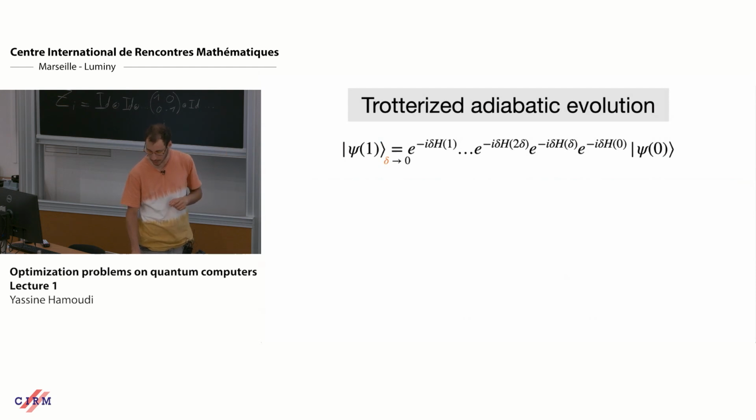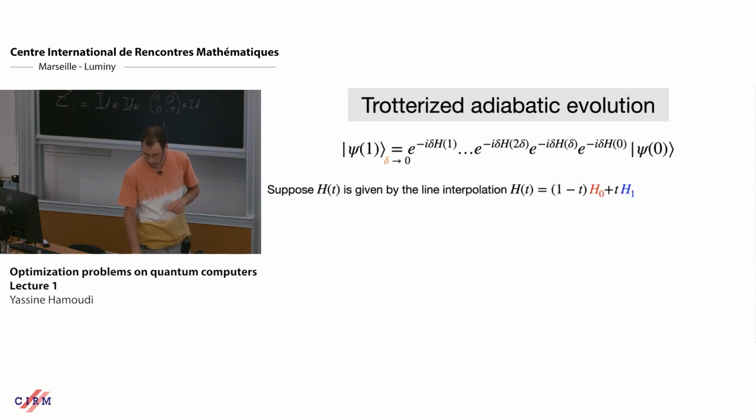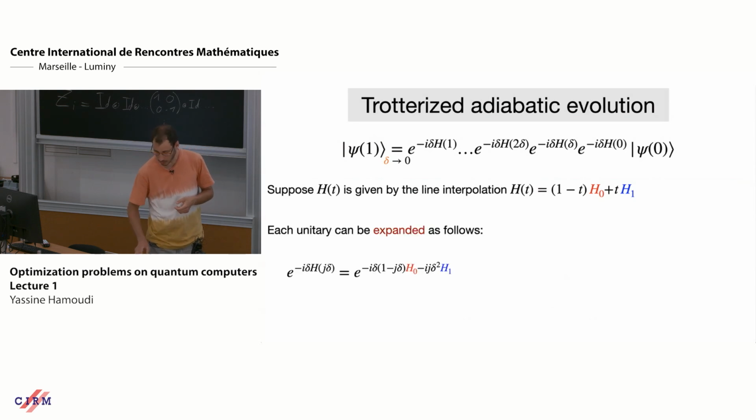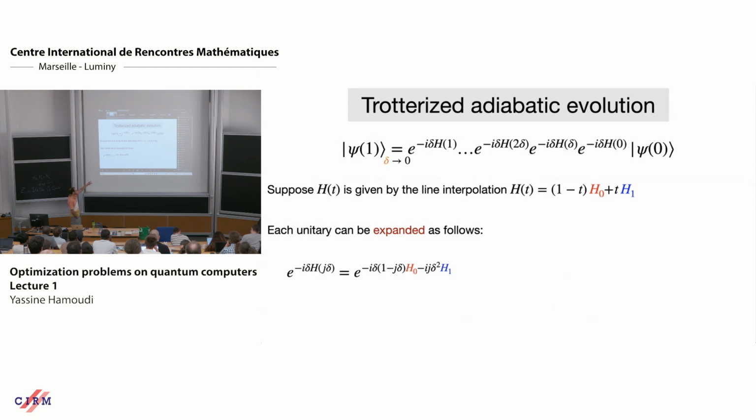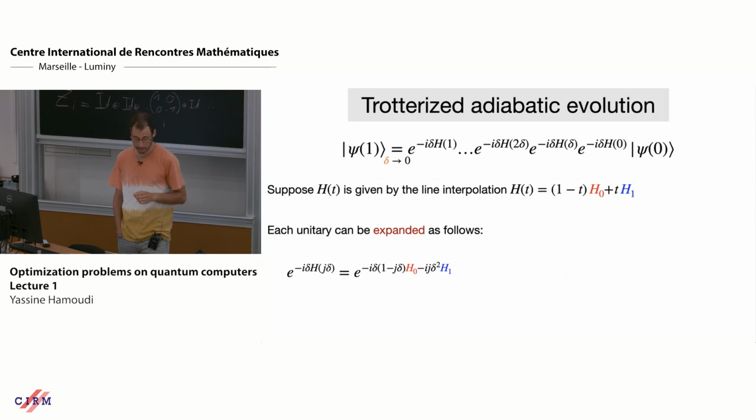Okay, so I just put the equation back. Now, suppose H(t) is given by the linear interpolation. This was one possible choice, interpolating between H_0, the easy Hamiltonian, and H_1, the target Hamiltonian. Now we would like to understand how each unitary behaves. Let's just focus on one of them, the j-th one. We can replace H_{j delta} by the corresponding expression given by the linear interpolation, and we would like to simplify this unitary, to give another expression.